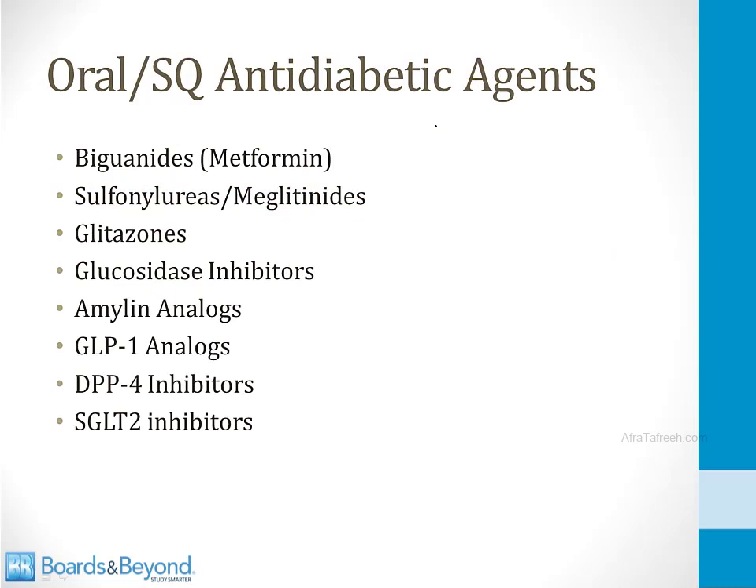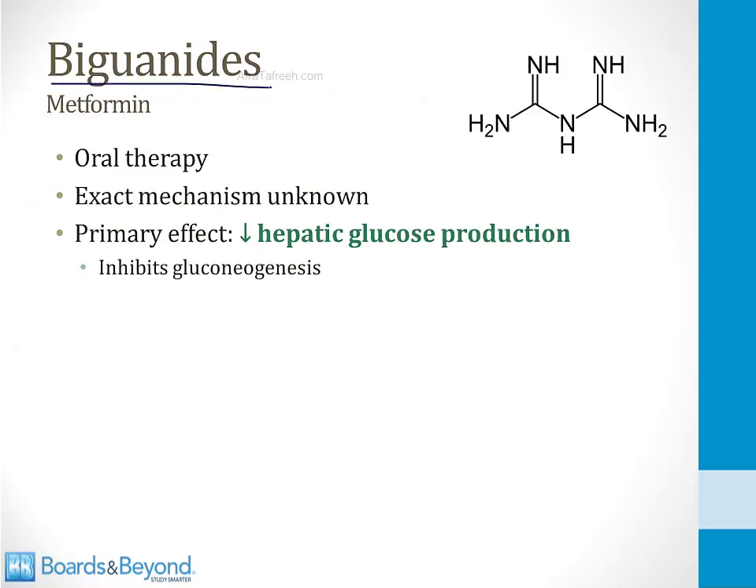Unfortunately, lifestyle modifications often don't work, and then there are a number of different oral and subcutaneous injectable anti-diabetic agents that can be used. All of these agents on the slide here can potentially be used to treat type 2 diabetes, and we're going to talk in this module about how each one of them work. We'll begin by talking about the biguanides.